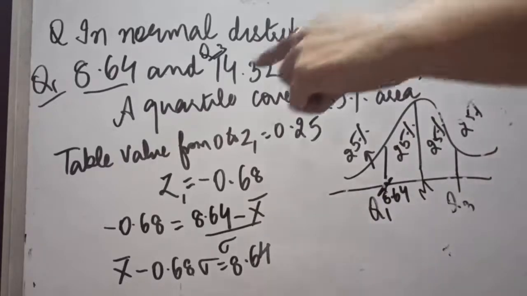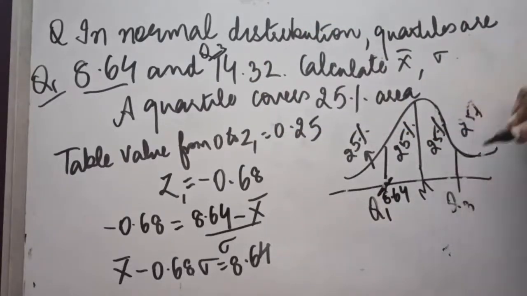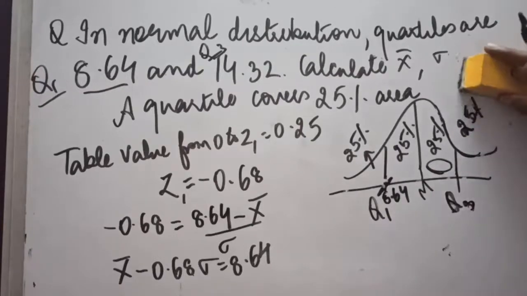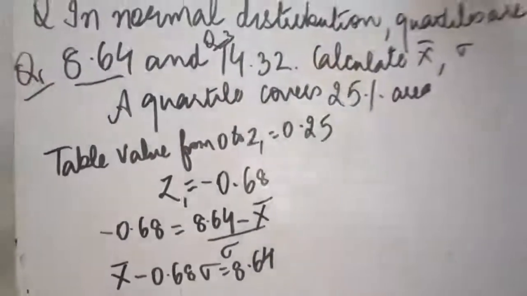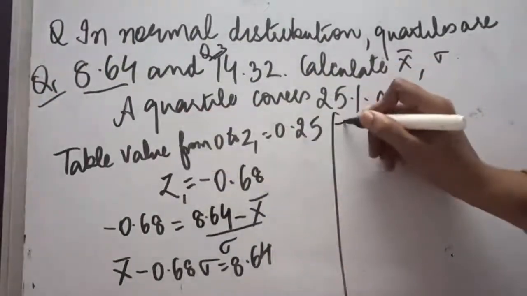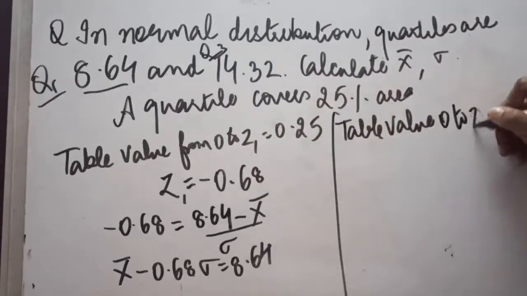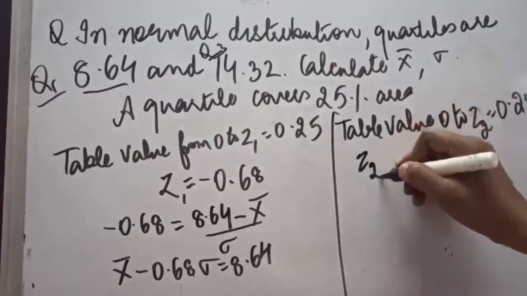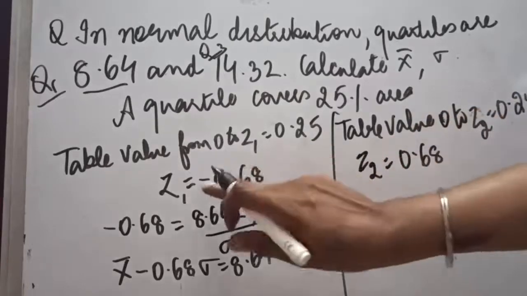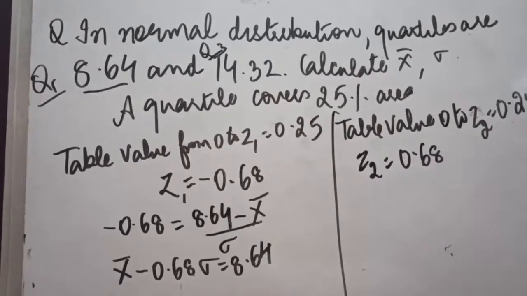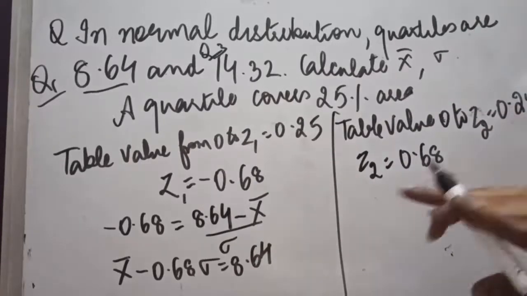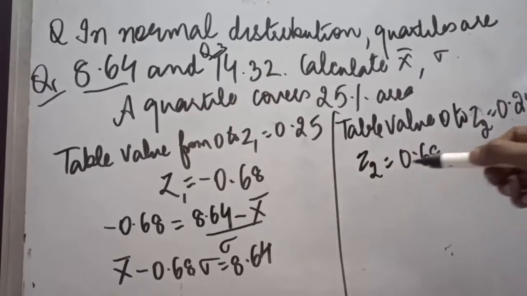Coming to the second quartile, 14.32. Now from this same diagram we can see this is our quartile 3. So how much area is quartile 3 covering? Again 25%. So the question will be moving in the same direction. For the second part, you will write again table value from 0 to z2. Now it is z1. From 0 to z2 the table value is 0.25. Now here z2 will be 0.68, but this will be positive. This was negative. Quartile 3 is coming on the right hand side, and that is the positive side. So you will write that z2 is 0.68.